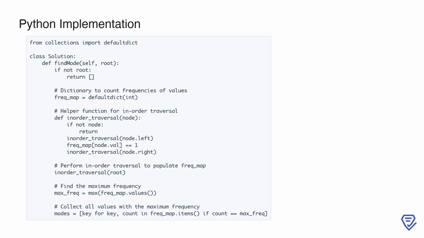The function is recursive, so it first checks if the current node is null and exits if so. Otherwise, it recursively visits the left subtree, increments the frequency count of the current node's value in frequency_map, and then proceeds to the right subtree. By the end of this traversal, frequency_map will contain the frequency count of all node values in the tree.